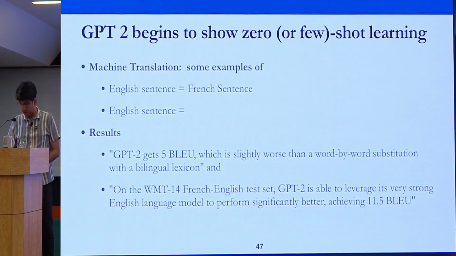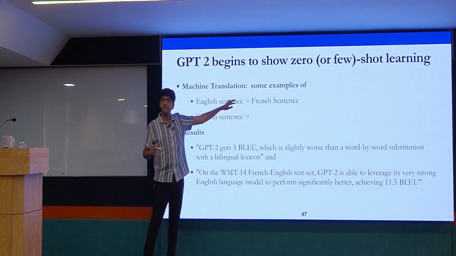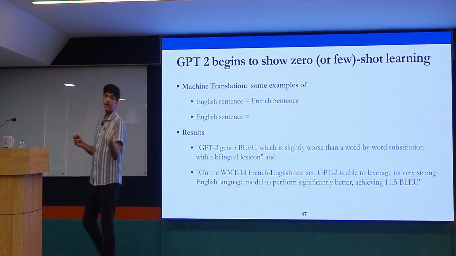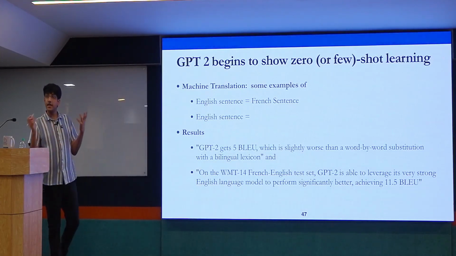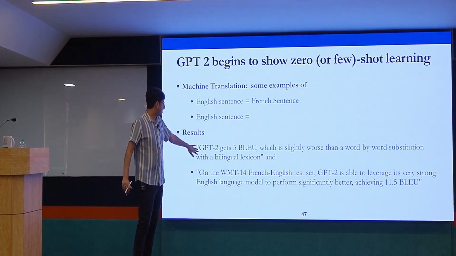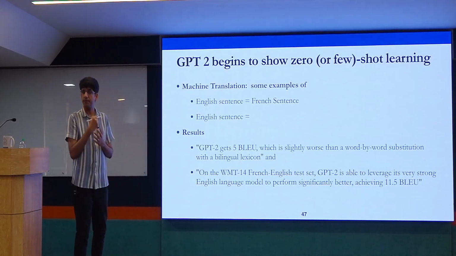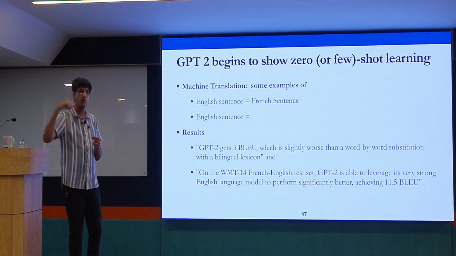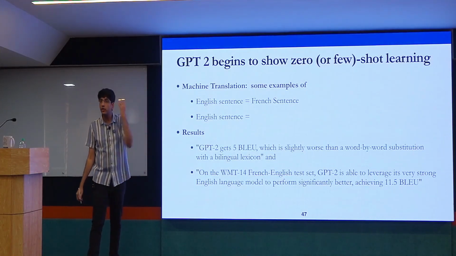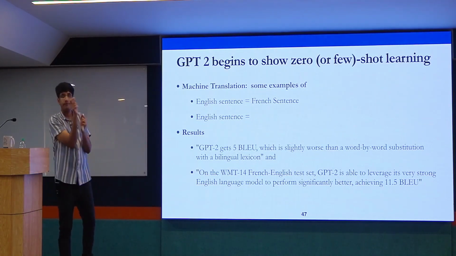Similarly, if you give some examples of English sentence equal to French sentence, and then give an English sentence and put this equal to mark, it will start to generate some French output, which is kind of mind-boggling. Why would that happen? The results say that GPT-2 gets 5 BLEU score, which is slightly worse than a word-by-word substitution. So translation is not as simple as word-to-word substitution. It is still a poor translator, but the fact that it can do translation is quite amazing, right? It was not trained to do translation. It was trained to do next word prediction.